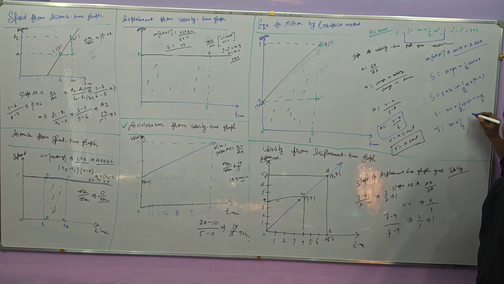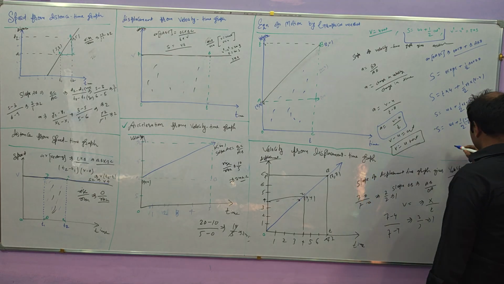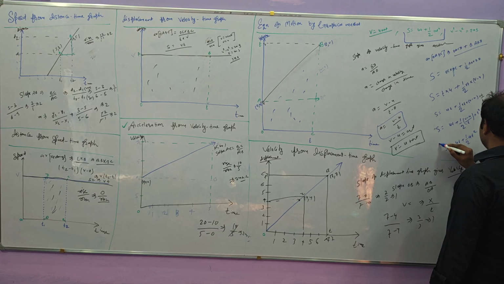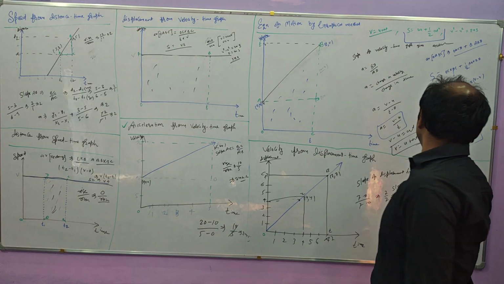So we can write V minus U upon T, and T into T is T square. So we get UT plus half into A, that is T square. We got the result, equation 18.